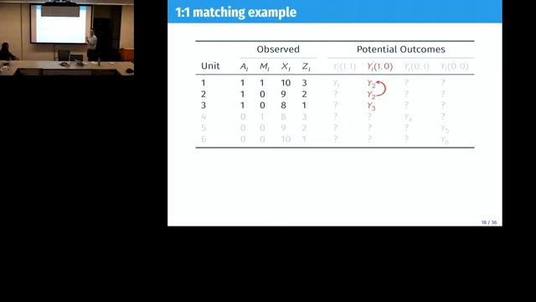So that means I'm going to impute the missing counterfactual. I don't know what unit 1 would have done under m equals 0, but what I do know is that it's close to unit 2, and so I'll use them to impute that value. And if we were doing a more general kind of matching, we would take the average of the matches and put it there.